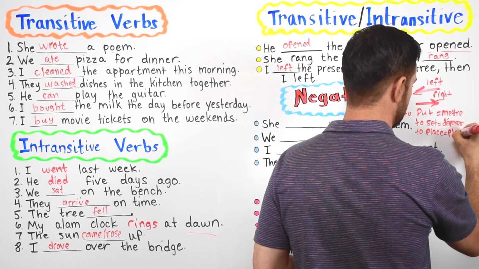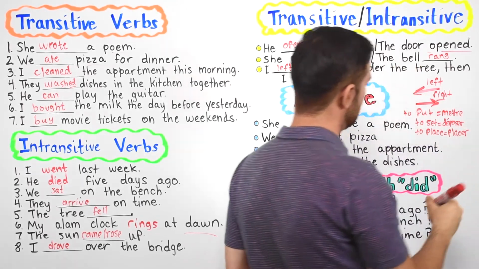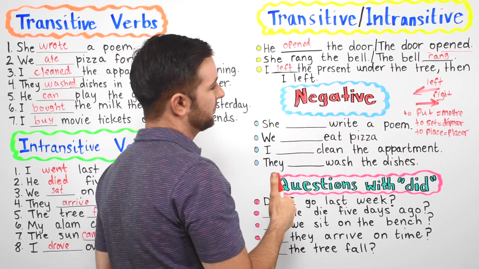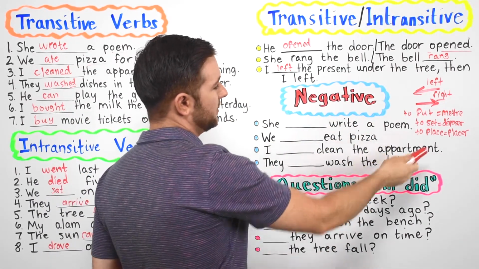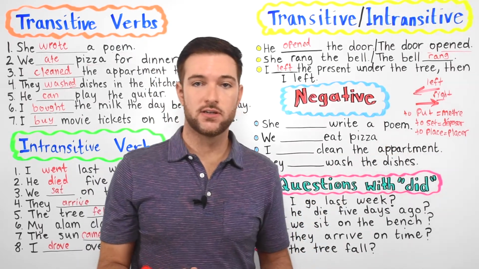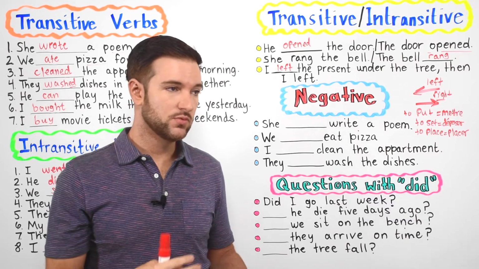Placer, right? To place, placer. So you could say, I leave the present under the tree. You could say, I put the present under the tree. I set the present under the tree. I place the present under the tree. Okay? So, you could choose which one.